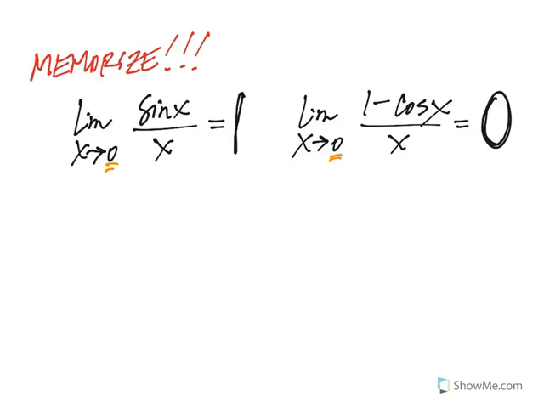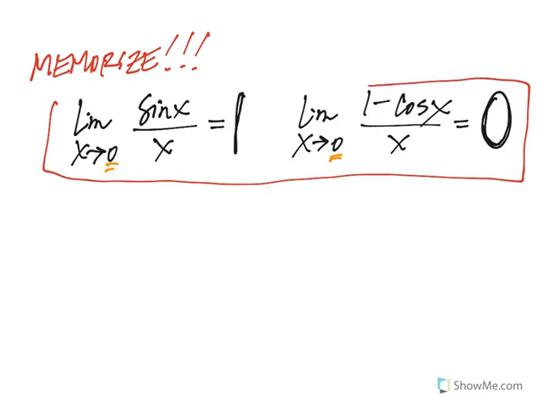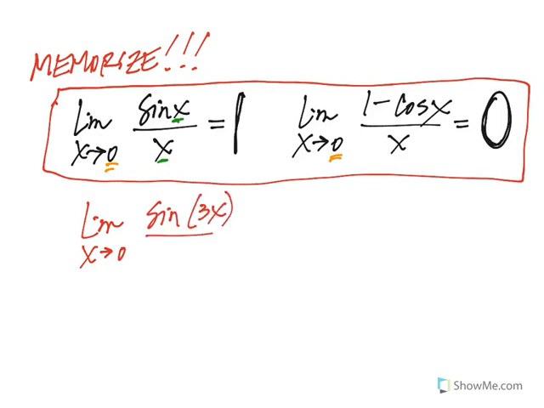By the way, if you need convincing as to why, these are actually homework problems out of section 1.2, I believe, when you were building tables. Now, something interesting about these 2 formulas is that as long as the argument and the denominator match, the formulas still hold. So let's say I've got the limit as x goes to 0 of the sine of 3x over 3x. That limit is still 1.